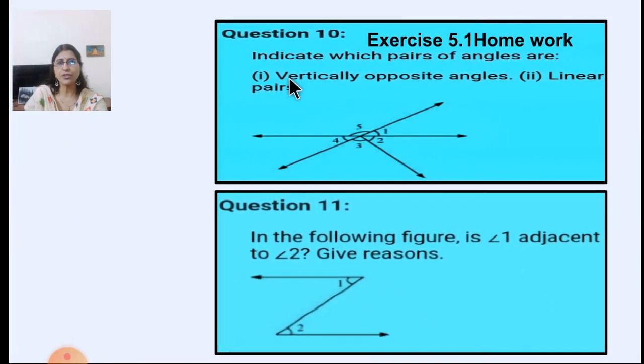Now children, these two questions are your homework for today, question number 10 and question number 11. Here you have to find out vertically opposite angles from the figure and linear pairs also. And in question number 11, you have to find out whether angle 1 is adjacent to angle 2 or not. If they are not, then also you have to give a reason. If they are adjacent, then also you have to give a reason. You will do this in your maths notebook.